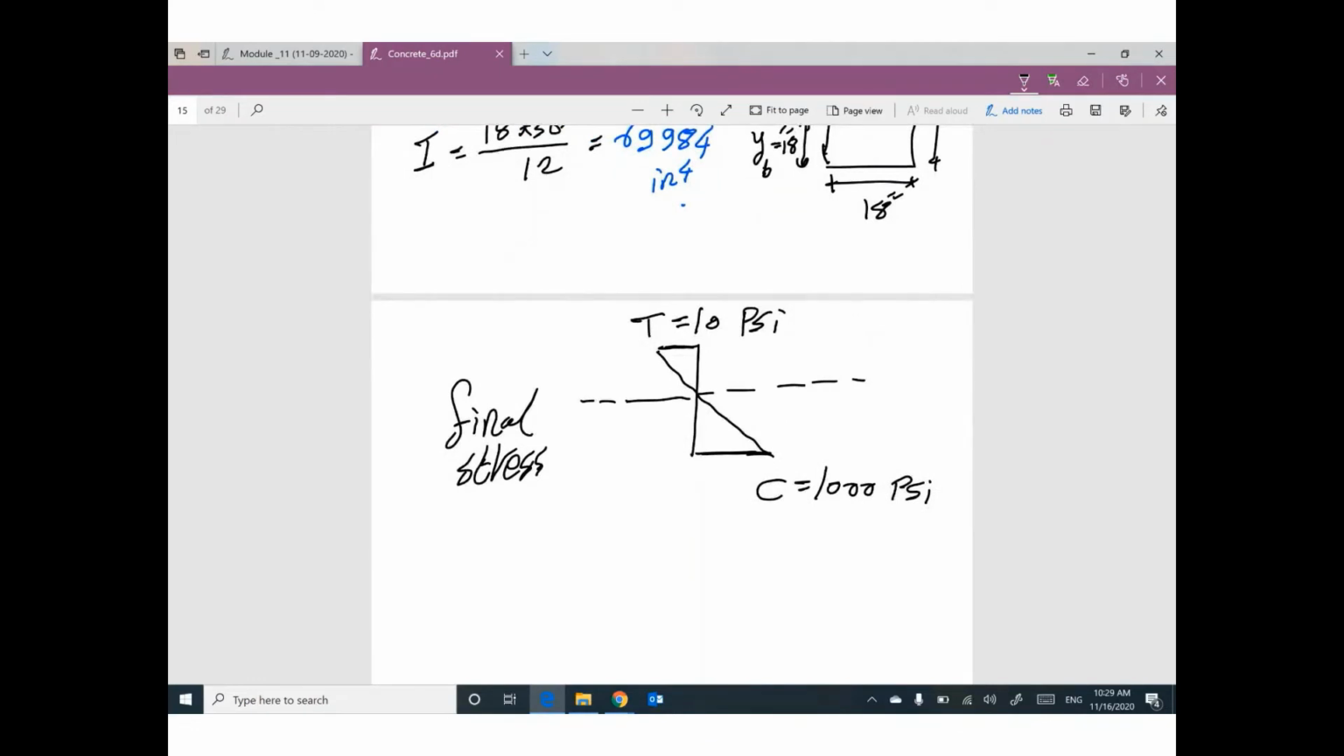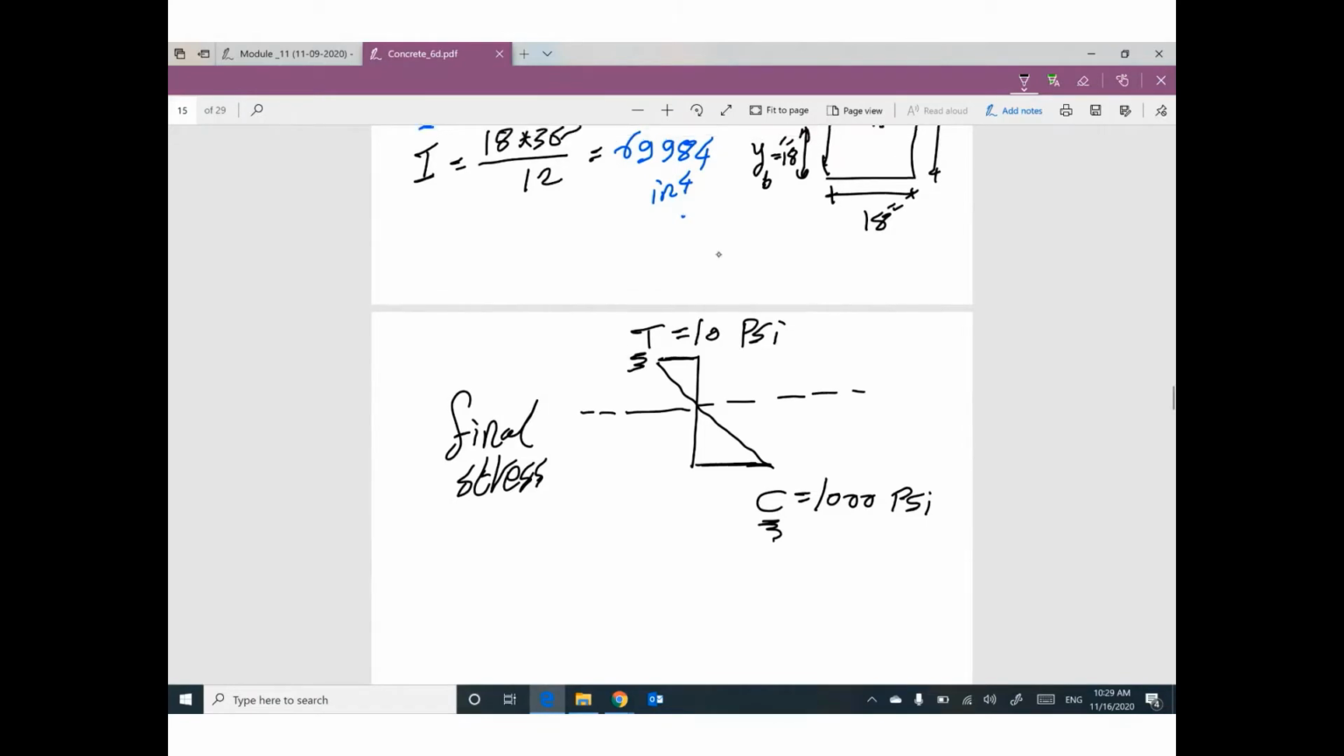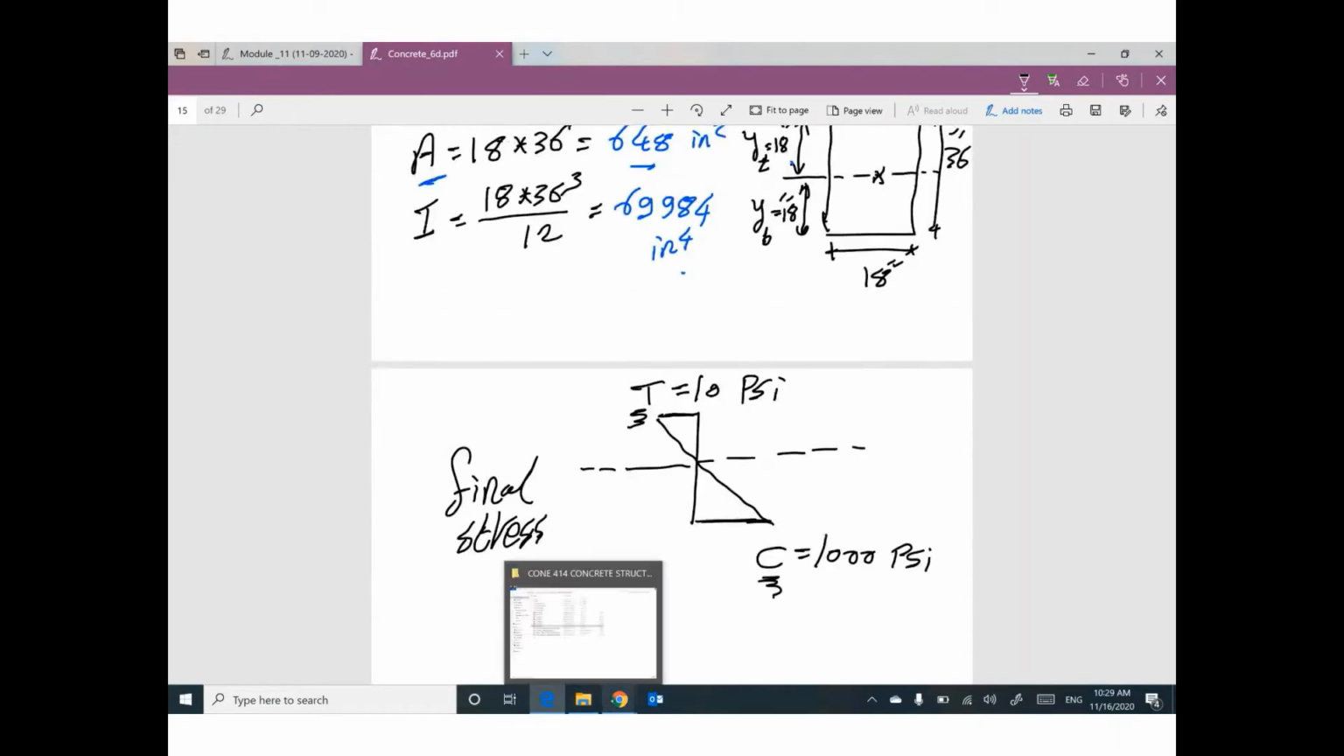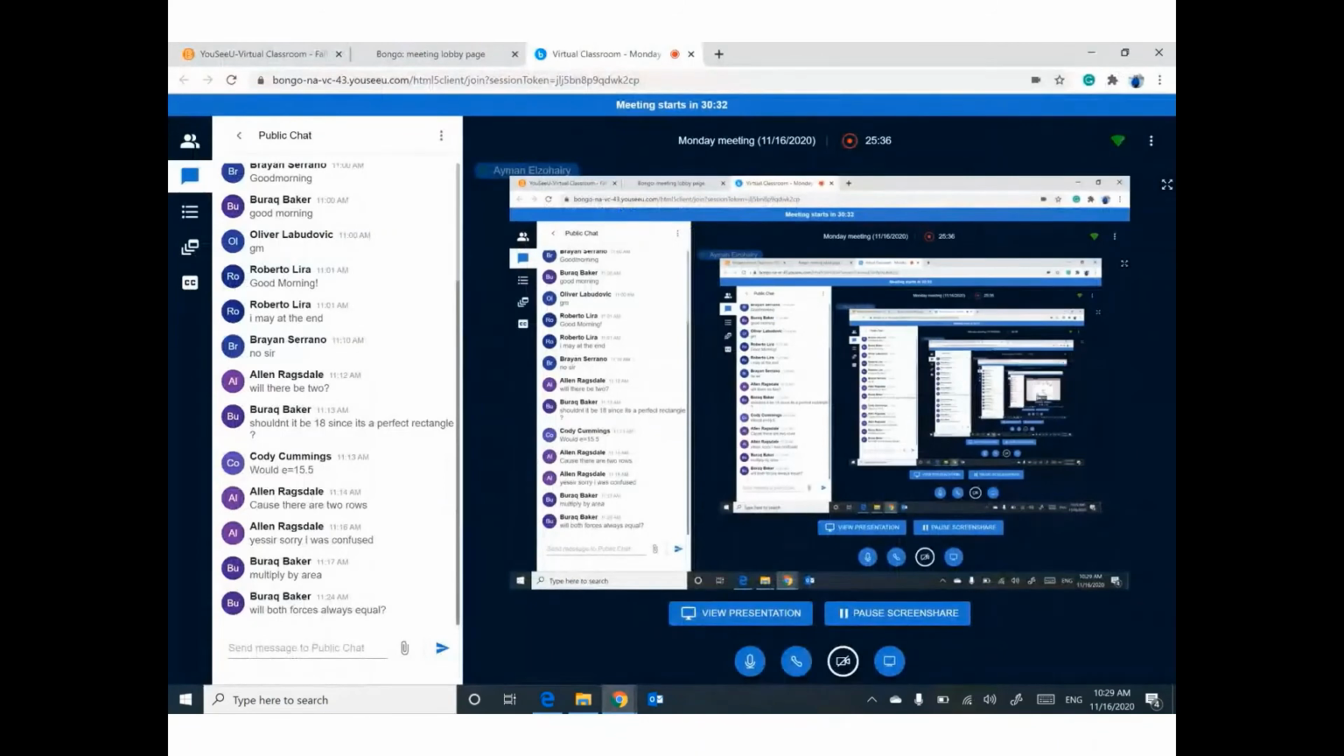Any question? I don't care about the signs, positive or negative. My concern is, please tell me, is it compression or is it tension? Will both forces always be equal? Which forces? Brock, regarding your question, which forces?